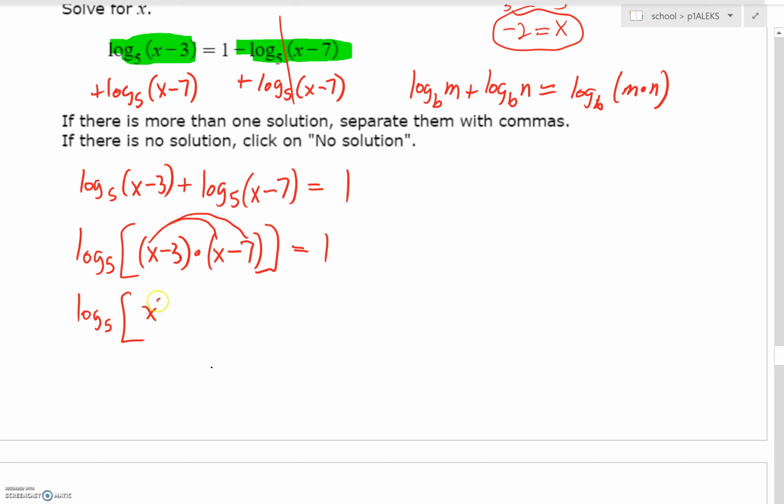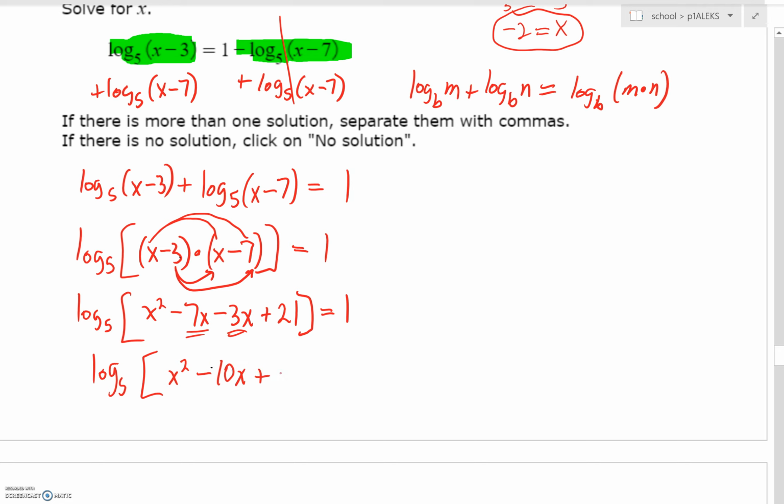X times x is x squared. X times a minus 7 is a minus 7x. Here we'll get a minus 3x. And negative 3 times negative 7 is a plus 21. And combining our like terms, negative 7x minus 3x, well, that's going to become minus 10x. And there you have it. We have FOILed. But of course, right now, as we're looking at this, we probably should say, hey, could we do a log circle? And we certainly can.